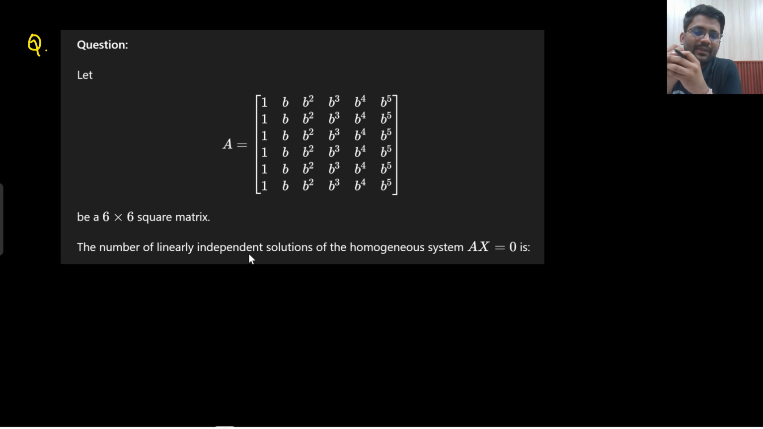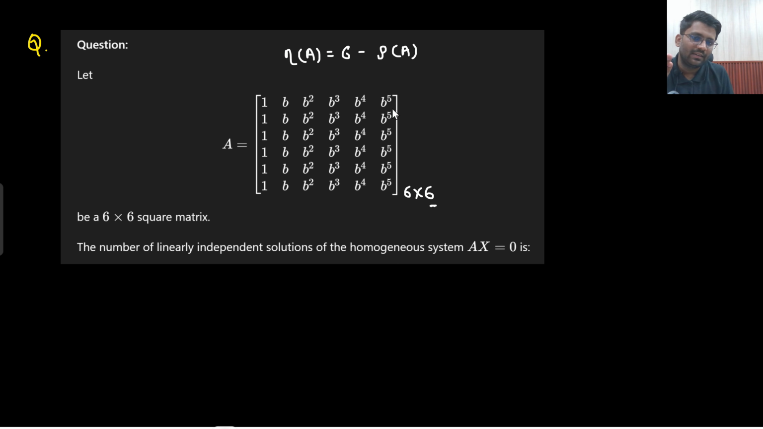Let A be a 6 cross 6 matrix. Find out the number of linearly independent solutions of the homogeneous equation Ax equals 0. Again, what are you supposed to find out? What is the order here? 6 cross 6. What you are supposed to find out? Nullity of A. Nullity of A will be equal to the number of variables, that will be equal to 6 minus rank of A. What will be the rank of A? Rank of A will be 1.